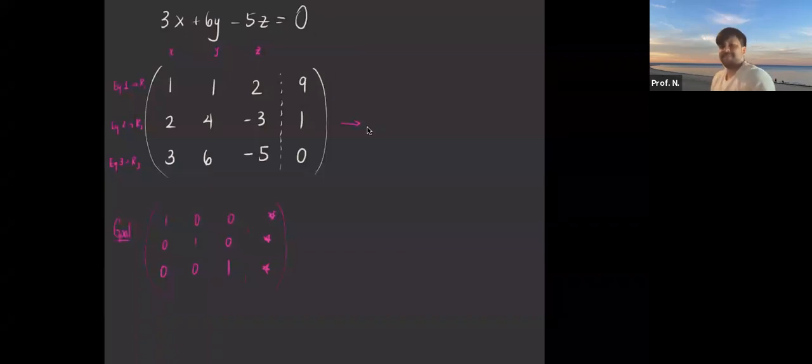Anybody? So I have this 1 here. I want to get rid of this 2 underneath it. I want to make this a 0. So what am I supposed to do to that first row so that I apply it to the second row and I get rid of that 2?